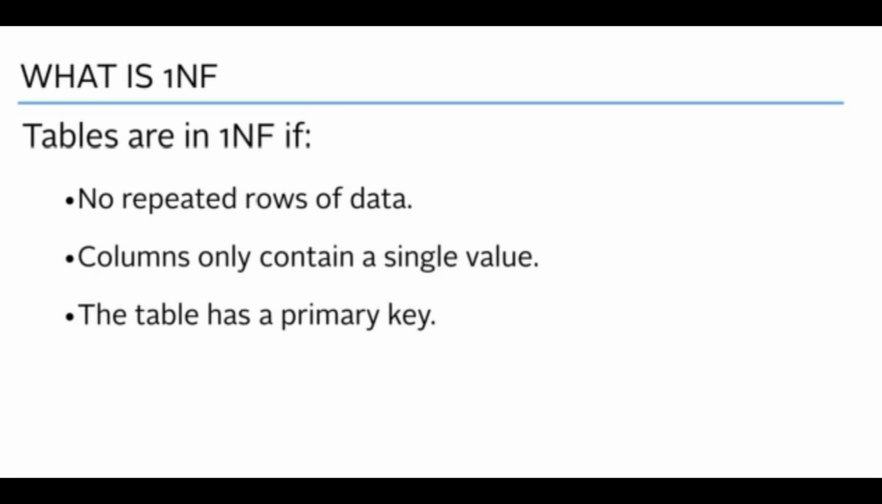If we have duplicate rows of data in our table, then it's not in first normal form. If any of the columns contain more than one value, then it's not in first normal form. And if the table doesn't have a primary key, then it's also not in first normal form. And remember, a primary key is a column or a set of columns which uniquely identifies that row. So it doesn't have to be one column, it could be a combination of more than one column.